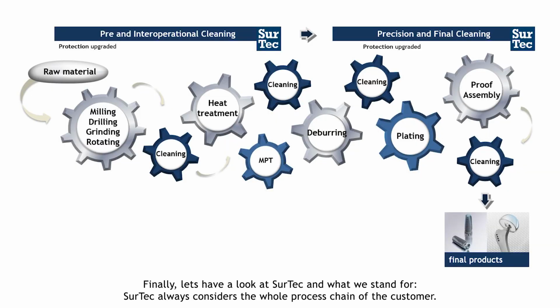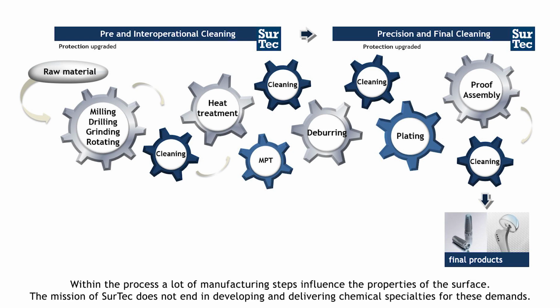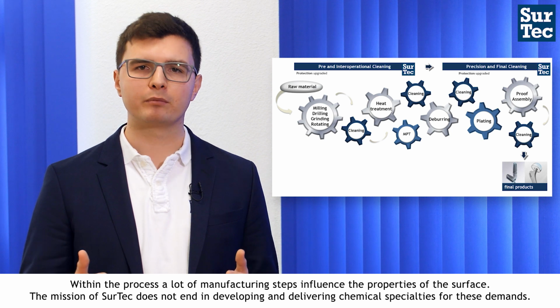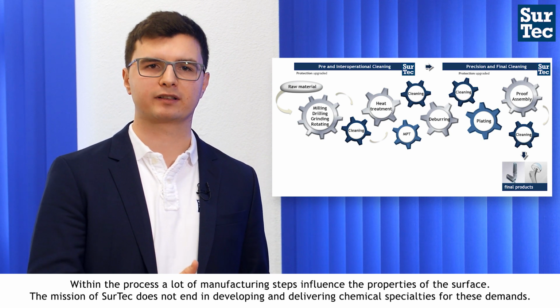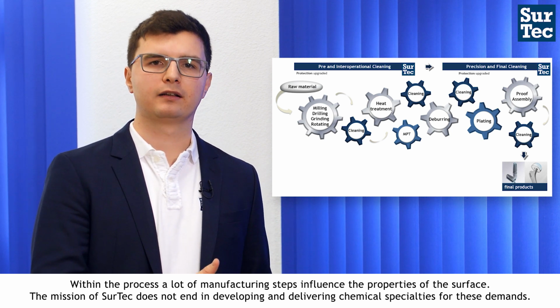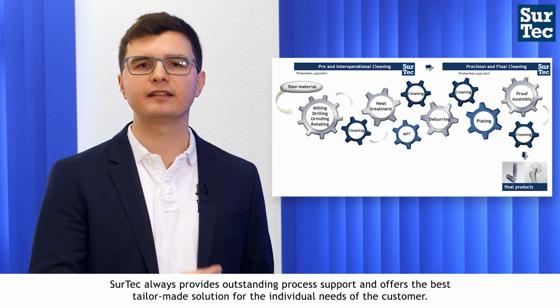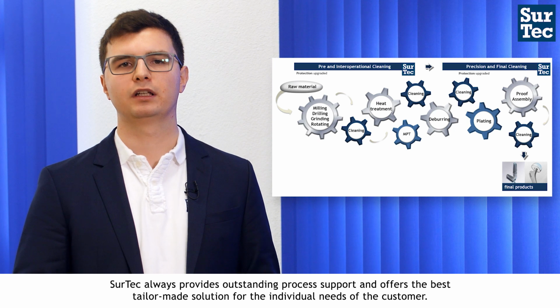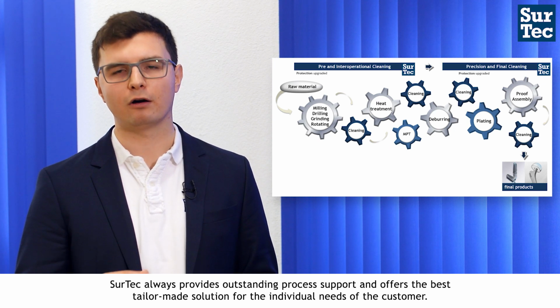Finally, let's have a look at SurTec and what we stand for. SurTec always considers the whole process chain of the customer. Within the process, a lot of manufacturing steps influence the properties of the surface. The mission of SurTec does not end in developing and delivering chemical specialties for these demands. SurTec always provides outstanding process support and offers the best tailor-made solution for the individual needs of the customer.